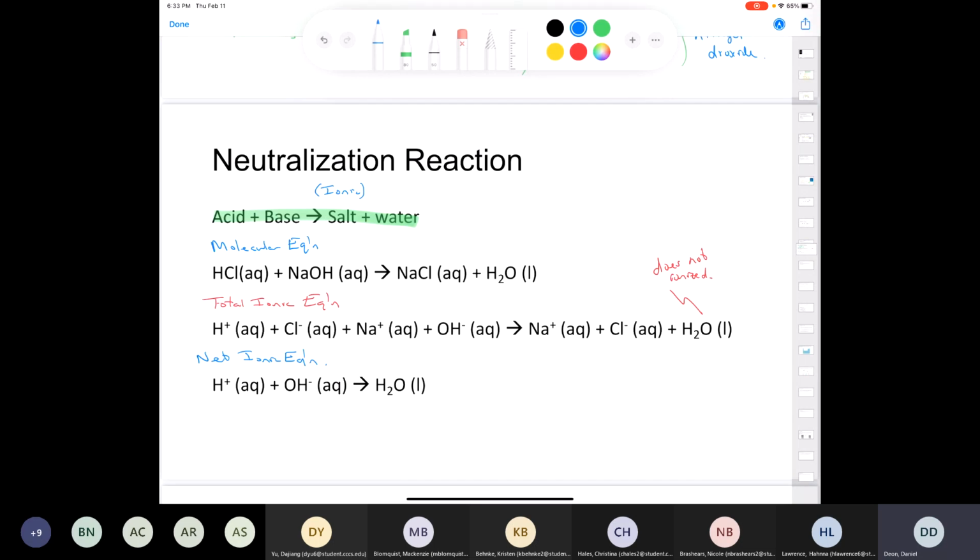A student asked me, how do we get to the net ionic equation before? Again, we cross out anything that appears on both sides of the arrow. We have chloride as a reactant. We have chloride as a product, so we cancel that. We have sodium as a reactant. We have sodium as a product, so we cancel that. What are we left over with? H plus.